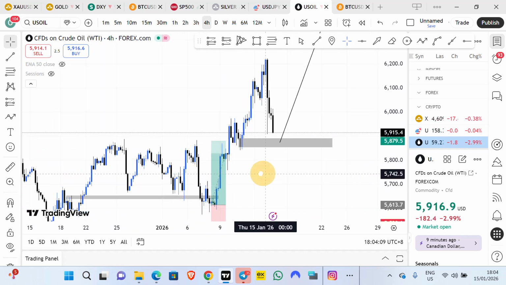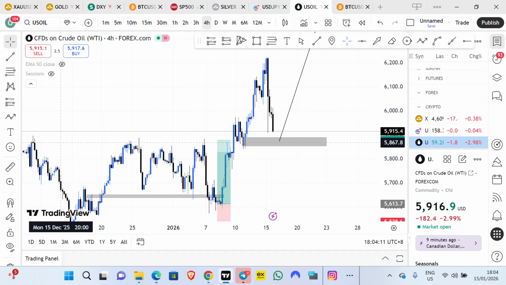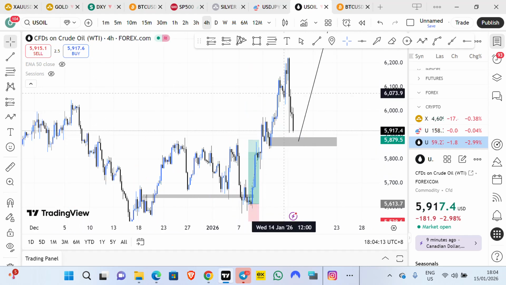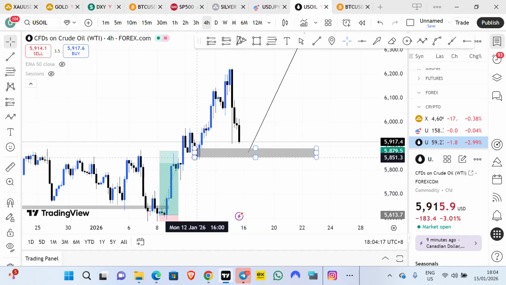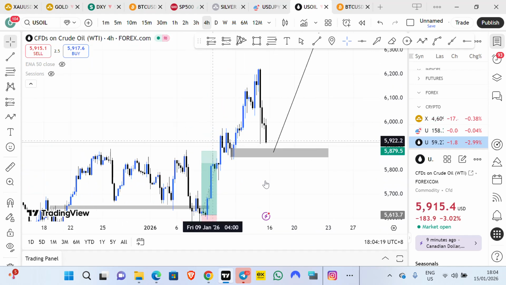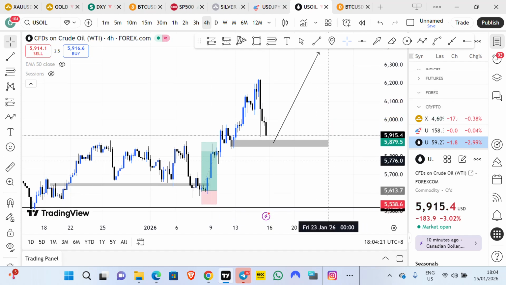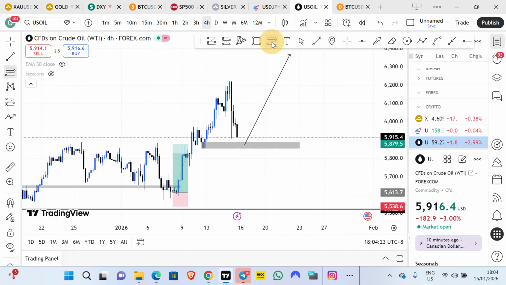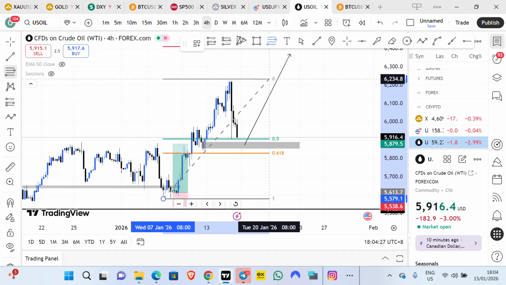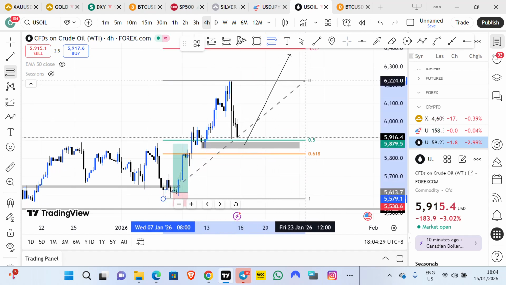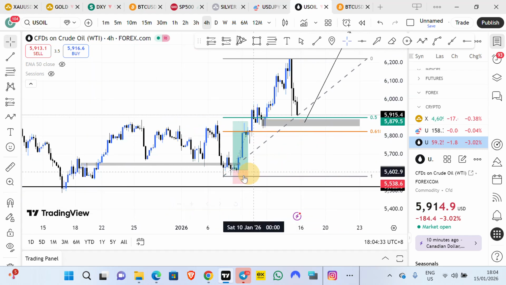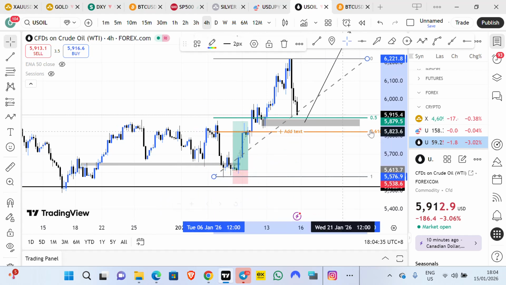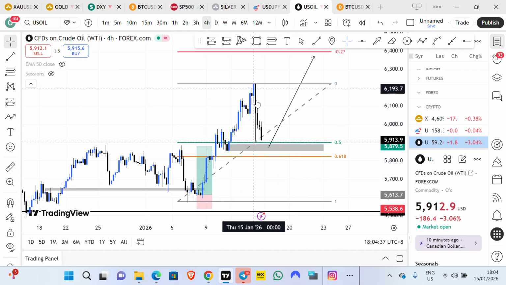Now you have identified that this is a resistance, which becomes support. You understand that this is order block two. So now what you need to do is take your Fibonacci retracement tool from the swing low to the swing high.